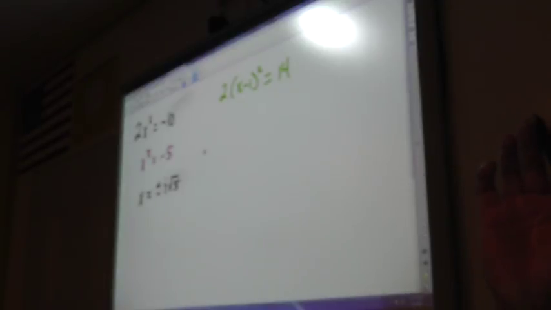Now remember, 3.1, we have complex numbers. Complex numbers are now allowed in this class. They were banned before under an executive order. But so yeah, just remember that.